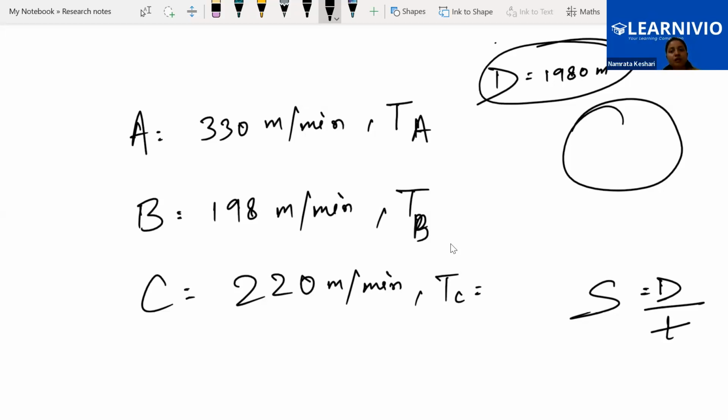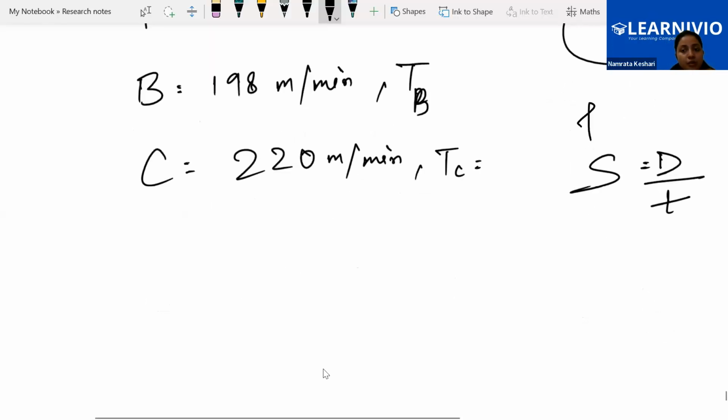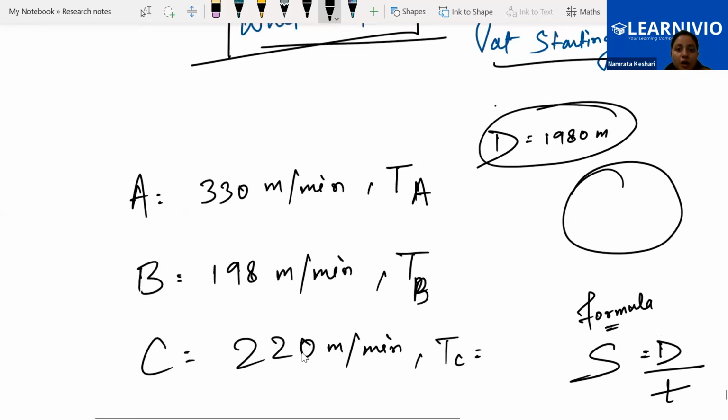Yes, ma'am. Could you explain again? Yes, Arya, what you said? Could you explain again? Yeah, sure. I said that there is a formula. There is a formula that is speed is equals to distance by time. Do you know this formula? Yes, ma'am. Okay, the formula we need to apply here.